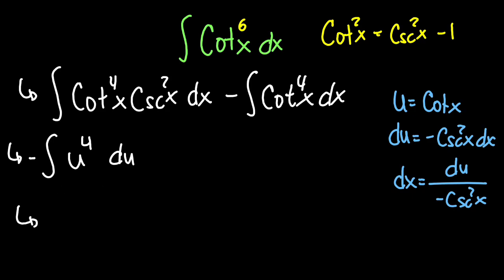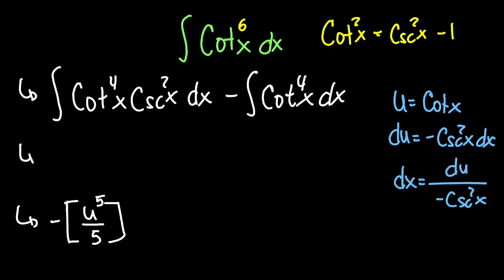Take the integral of this one, it would be negative u to the power of 5 over 5. And it is not yet necessary to add plus c because there is another part of the integral. And so the integral of this one is equal to negative u to the power of 5 over 5, where u in this case is cotangent of x. So it would be equal to negative cotangent of x to the power. Let us just write this way, negative 1/5 cotangent to the power 5 of x.